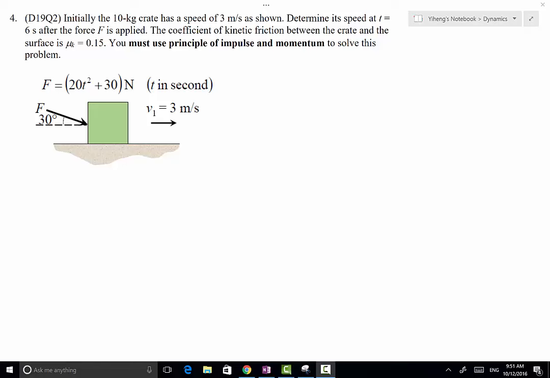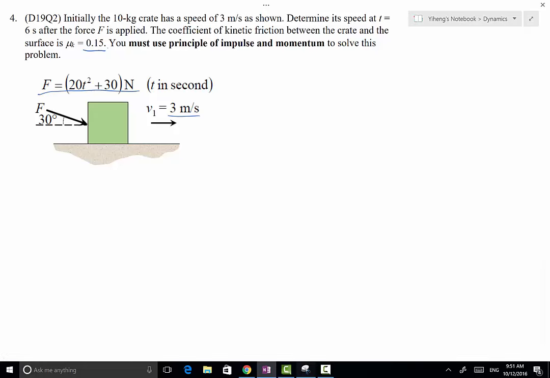In this problem, we have a 10 kilogram crate. Initially, it is already moving to the right with a speed of 3 meters per second. And it has an applied force, which is a function of time, applied on it at an angle of 30 degrees with the horizontal. The coefficient of kinetic friction between the crate and the surface is 0.15. Now we need to determine the speed of this crate after 6 seconds.